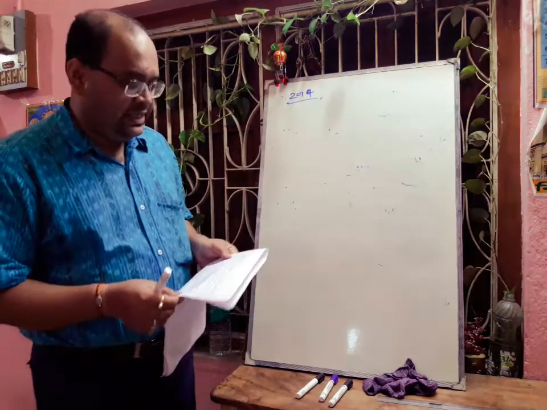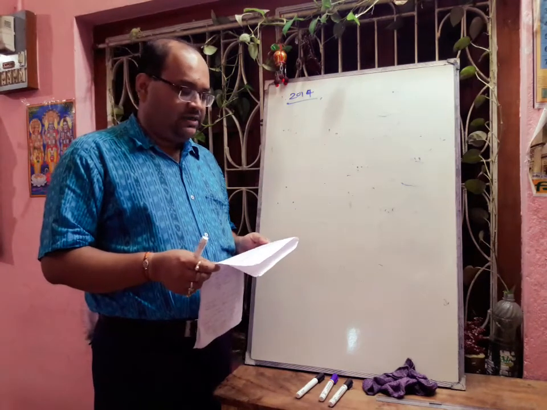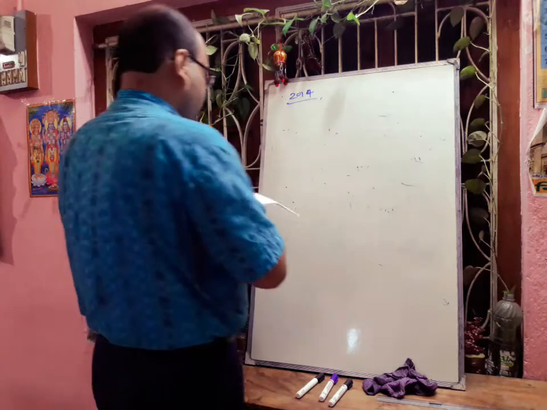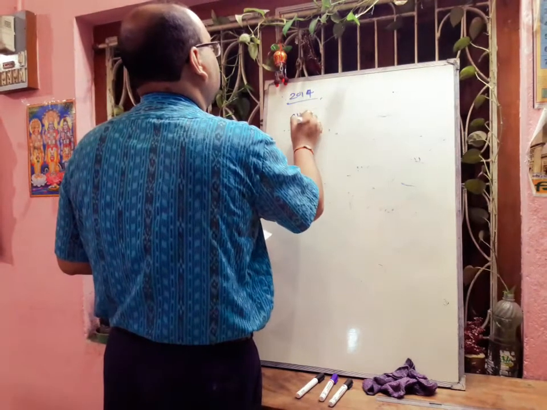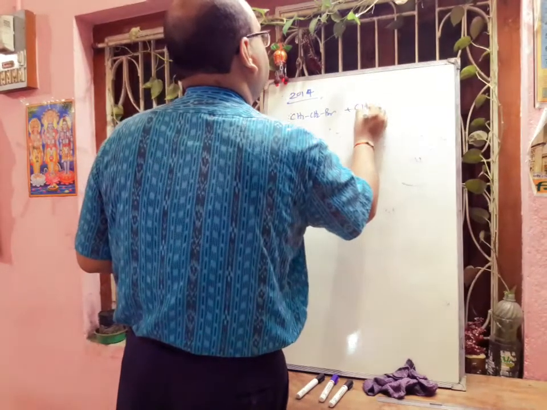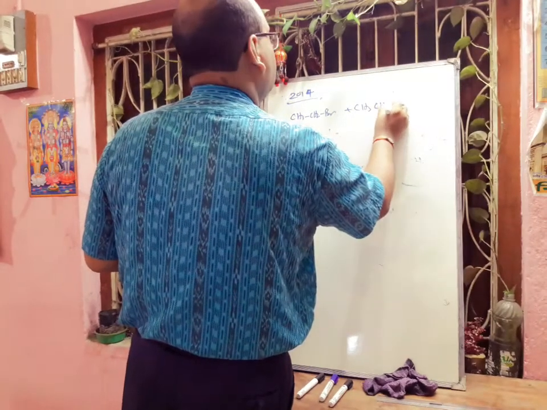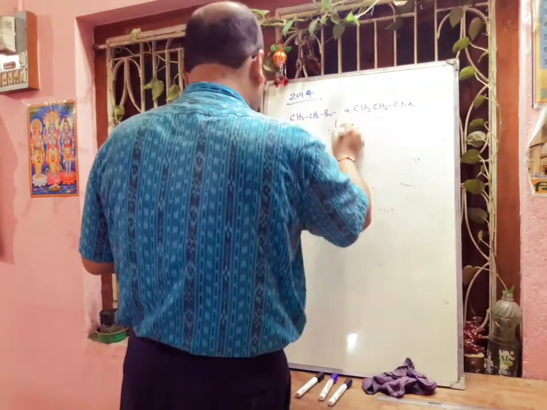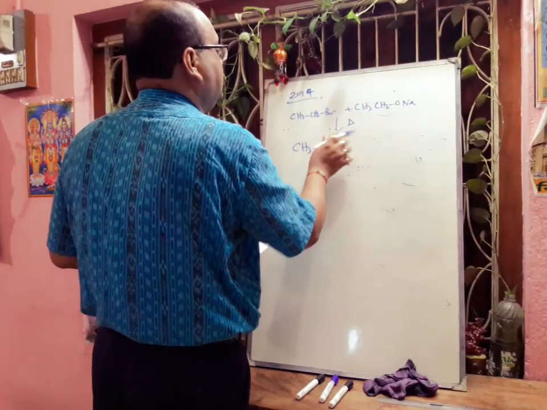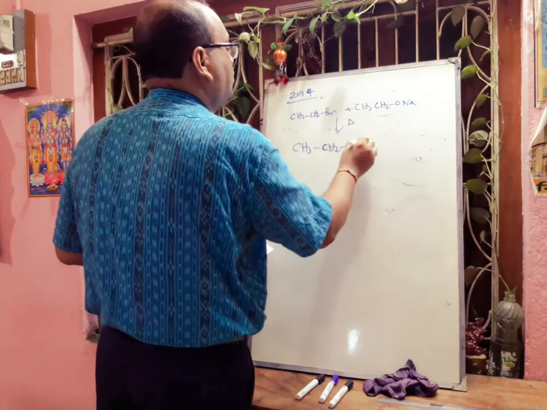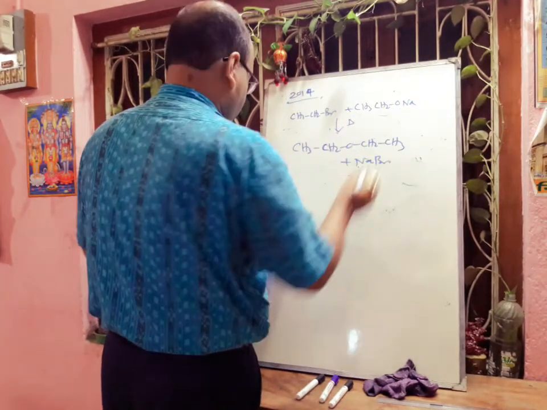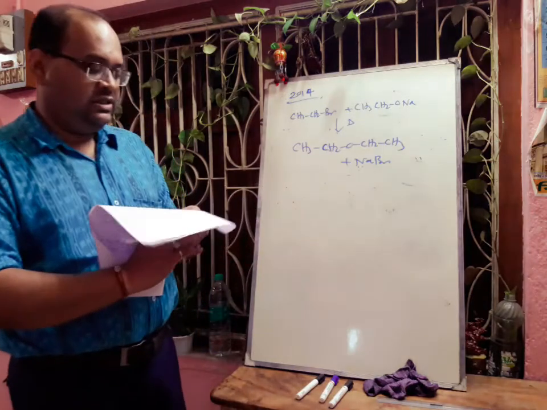Okay. Next is given: give a balanced chemical equation for the following reaction. The reaction is very easy. Given that CH3CH2Br plus CH3CH2ONa, and if we apply heat, definitely it will form diethyl ether, CH3CH2OCH2CH3, plus there will be formation of NaBr. So this is nothing but the Williamson synthesis method.